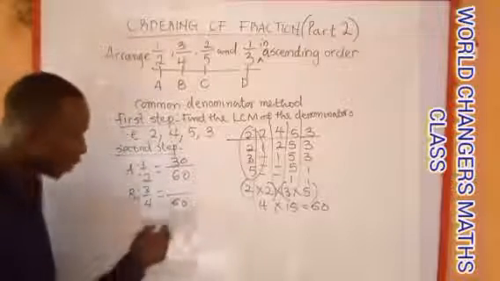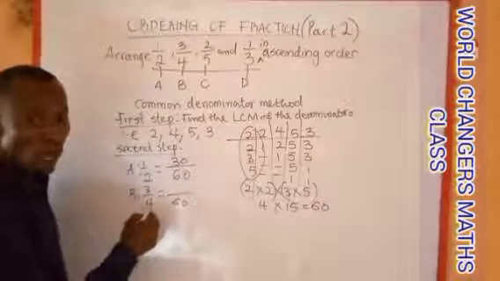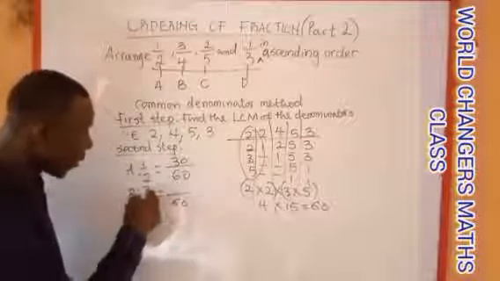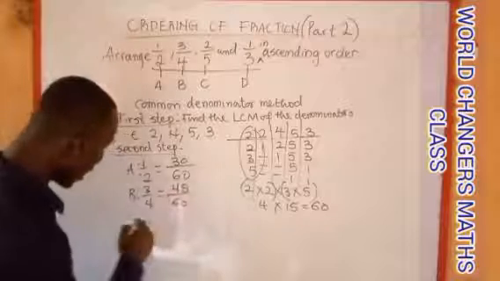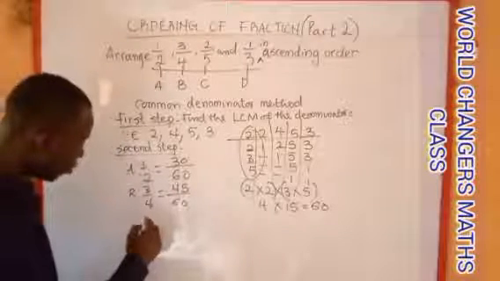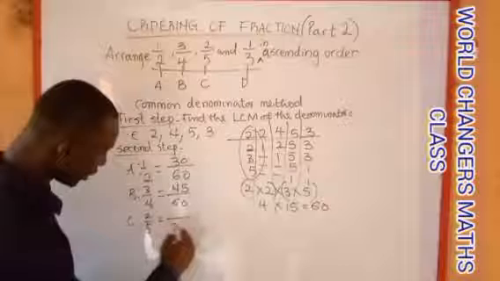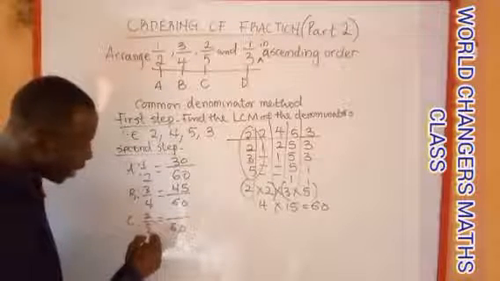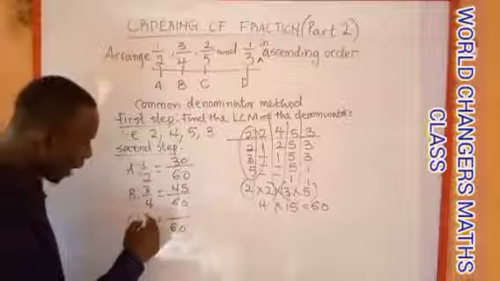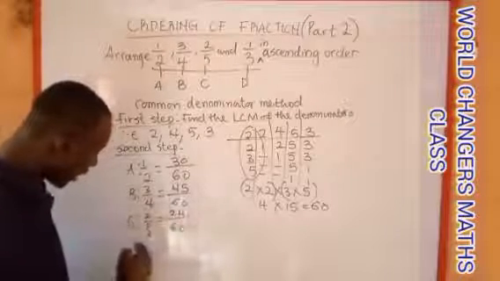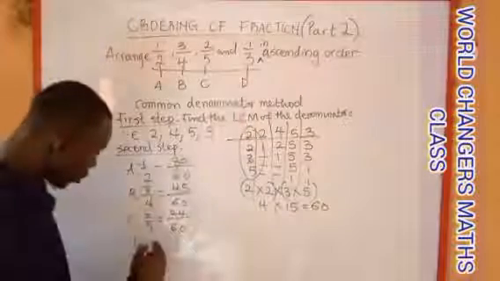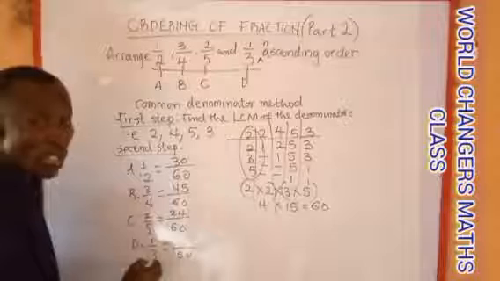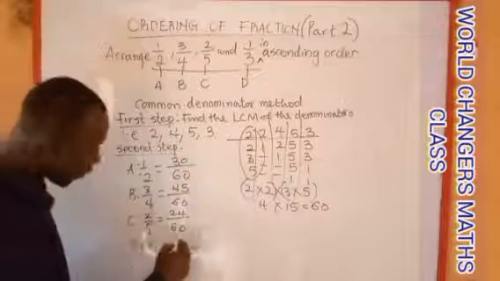Let's find the equivalent fraction. 60 divided by 4 gives me 15, right? And 15 multiplied by 3 gives me 45. And fraction C is 2 over 5 equals something over 60. When I divide 60 by 5, it gives me 12. 12 multiplied by 2 gives me 24. And the last fraction is 1 over 3. I do the same thing. 60 divided by 3 gives me 20, and 20 multiplied by 1 gives me 20.